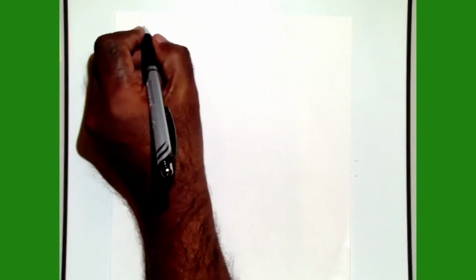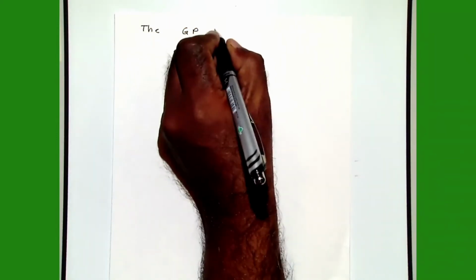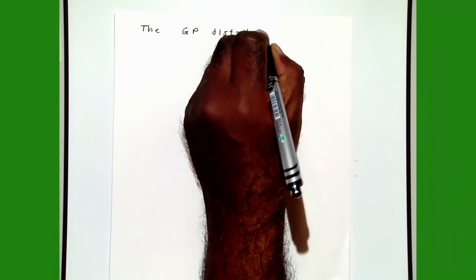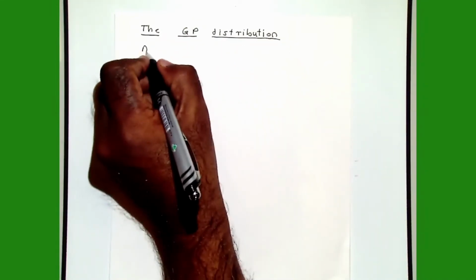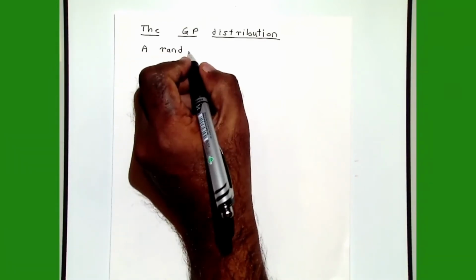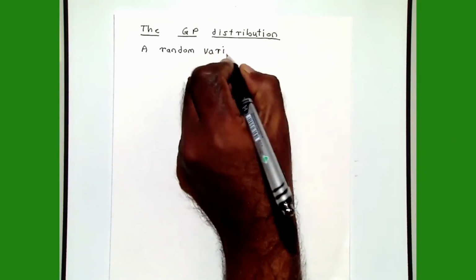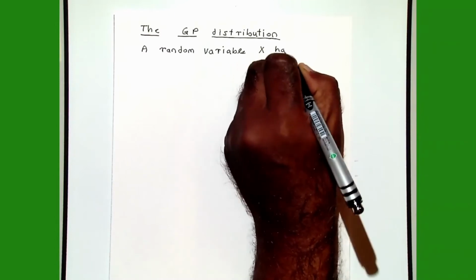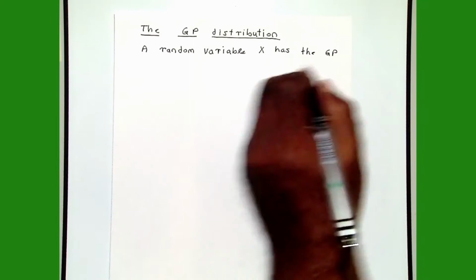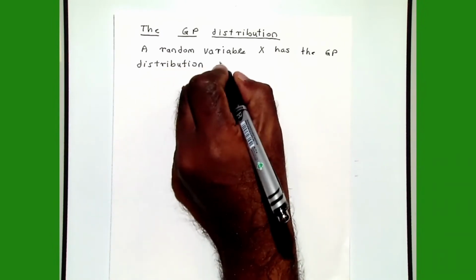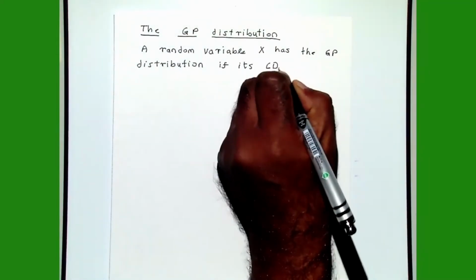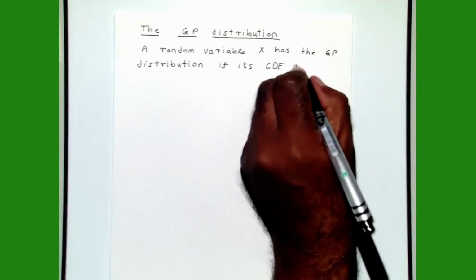All right. Now, let me talk about the GP distribution in some detail. So the heading for this slide is the GP distribution. So a random variable X has the GP distribution if its CDF is given by the following.